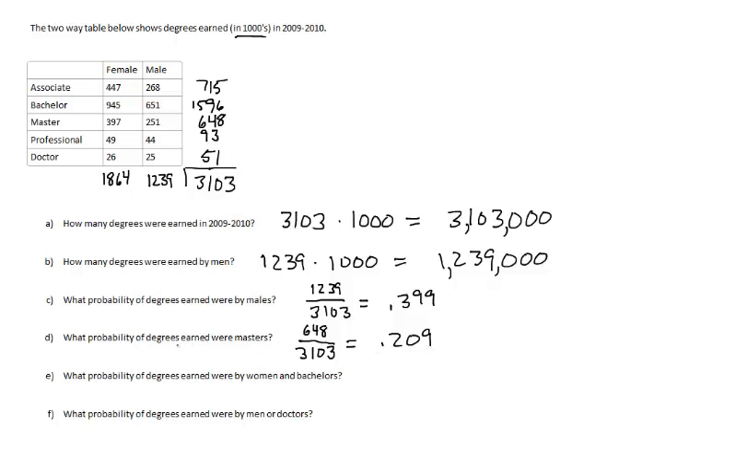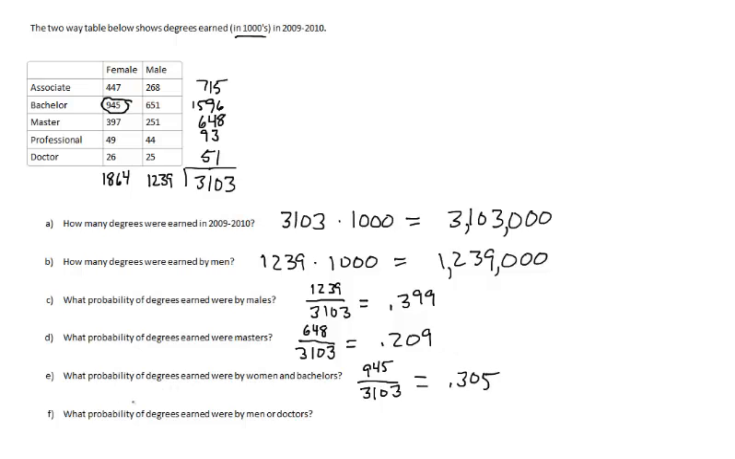In E, it asks what is the probability that degrees earned were by women and bachelors. So we need to satisfy two things: we need to be in the female column, and we need to be in the bachelor row. So we have 945 degrees earned by women with a bachelor's degree, divided by the total, 3103. When we divide this, we get 0.305.